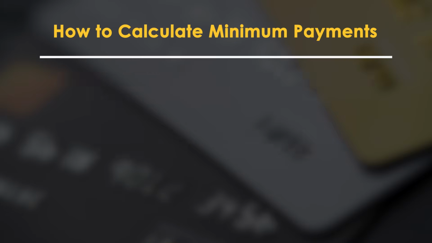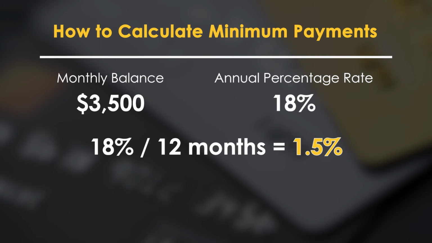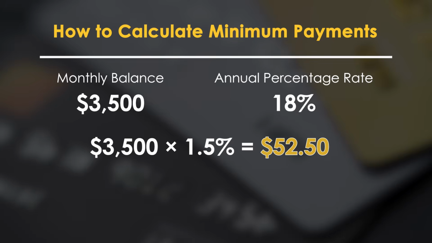But before we get to that, let's just see how it works. Say your balance is $3,500 and your credit card's APR is 18%. That comes out to a monthly rate of 1.5%. Now let's figure out the interest. Take $3,500 and multiply it by 0.015. The result is $52.50 in monthly interest.